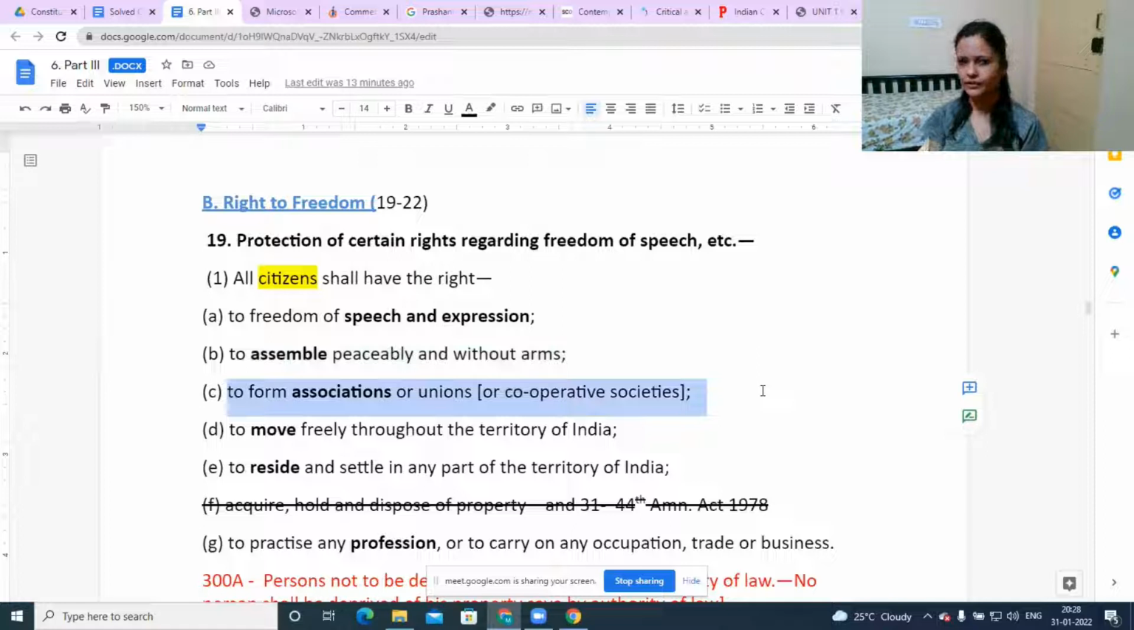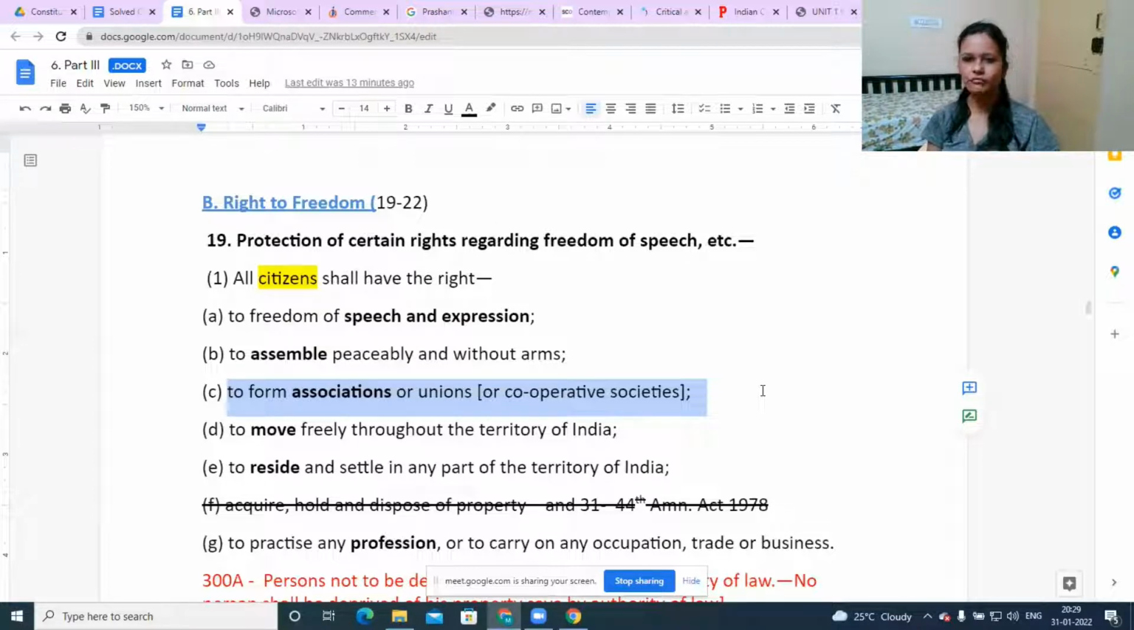What about the third one, association, union, cooperative societies? Citizens can come together and form associations, to achieve a common goal related to their work or better.